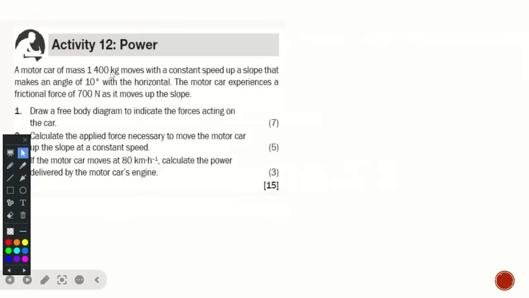Now we are given power. A motor car of mass 1,400 kg moves with a constant speed up a slope that makes an angle of 10 degrees with the horizontal. The motor car experiences a frictional force of 700 newtons as it moves up the slope. Draw a free body diagram to indicate the forces acting on the car.